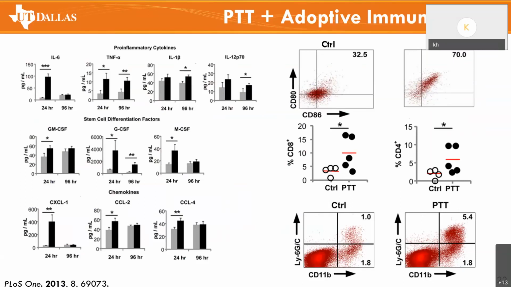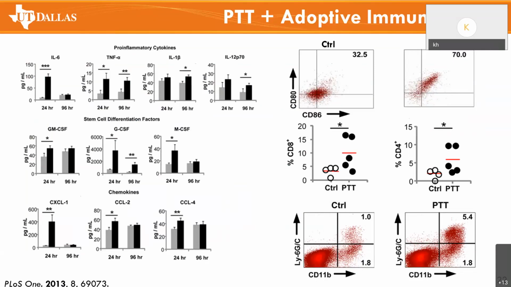CXCL1 actually is responsible for attracting neutrophils to the burn site after radiation. It was significantly higher 24 hours after radiation. And CCL2 and CCL4 attract monocytes, macrophages, and dendritic cells, and they were also significantly upregulated at the same time point, after 24 hours.